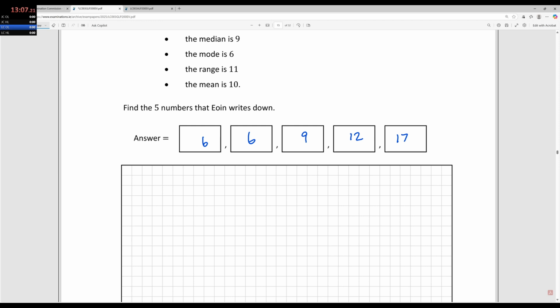I do that right. Mean is 10, 12, 21, 33, 50. Yeah.